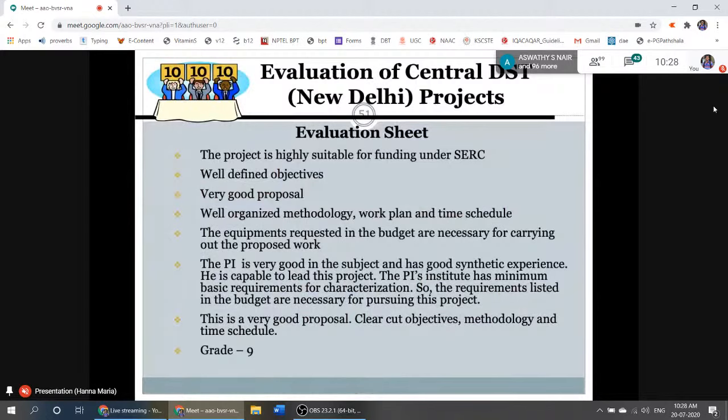I will show you some of the evaluation sheets of funding agencies. See, look at the evaluation sheet of DST. I often review the DST proposals, CSIR proposals, DRDO proposals, BRNS proposals, proposals of ISRO. Look at the central DST evaluation sheet. The project is highly suitable for funding under a CRC. Well-defined objectives, very good purpose. These are some of the comments I made. And you see the grading I've given is 9 out of 10. It was a very good proposal I got. So this is the answer I gave to DST after evaluating a project from National Chemical Laboratory. Next one, please.